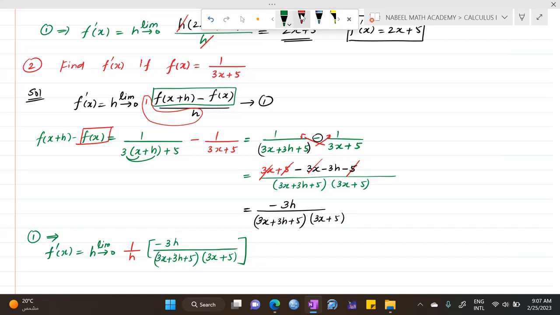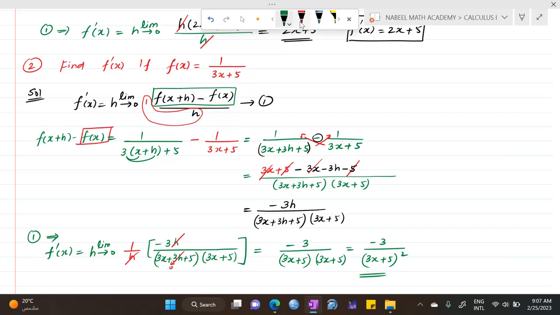Now, what is cancelled here? h with the h cancels. When you apply the limit, the h term becomes 0 because h approaches 0. So therefore you will get minus 3 over 3x plus 5 times 3x plus 5. When you combine these two parts, you will get 3x plus 5 whole square. So this is the derivative for this function.